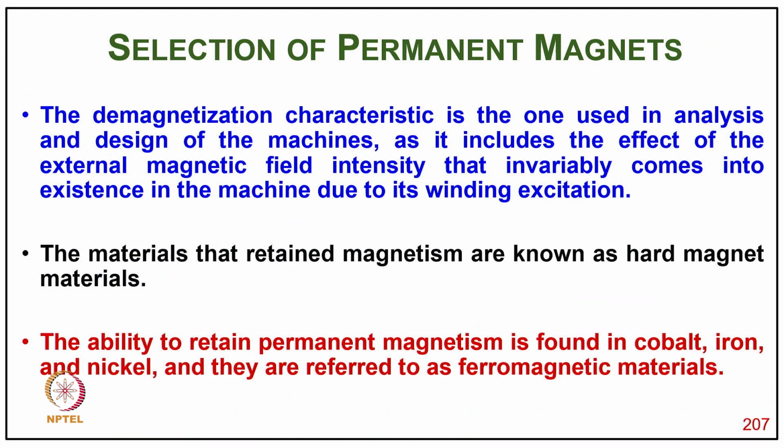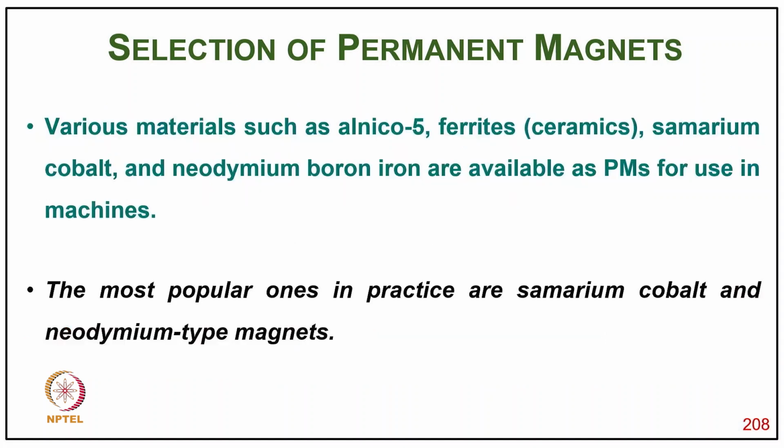The demagnetization characteristic is one of the most used in analysis and design of machines, and it includes the effect of the external magnetic field intensity that invariably comes into existence in the machine due to its winding excitation. The materials that retain magnetism are known as hard magnets, and the ability to retain magnetism is found in cobalt, iron and nickel, and they are referred to as ferromagnetic materials.